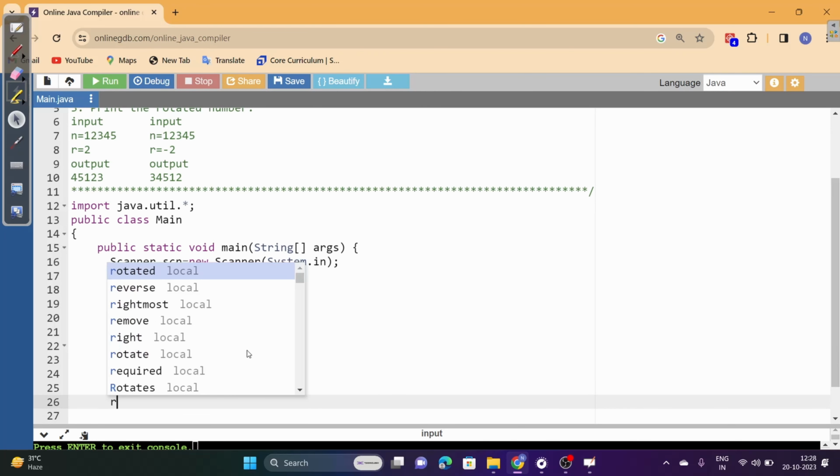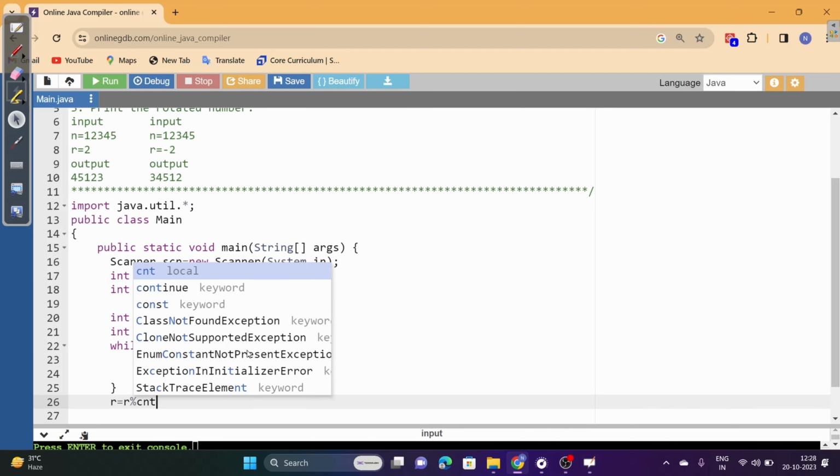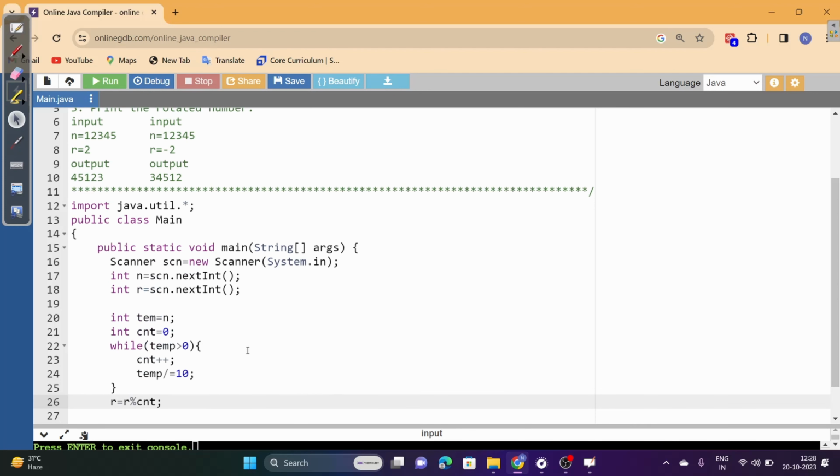That is nothing but my rotation equal to rotation remainder of count. That's it. You may raise the question here: suppose my rotation is 2, will that also work? See, your rotation is equal to 2, your count is equal to 5. If your rotation is less than your count, then 2 mod 5 will be 2 only.